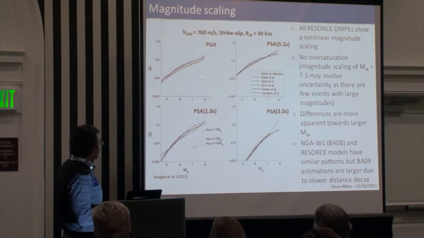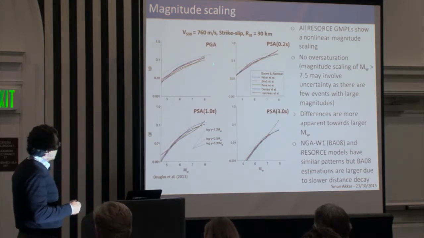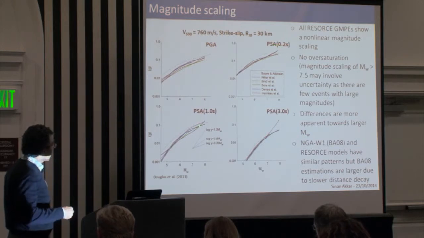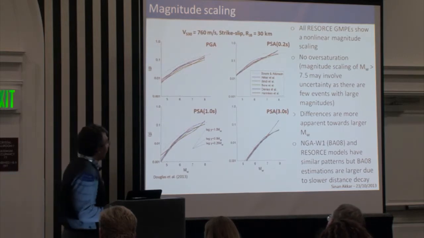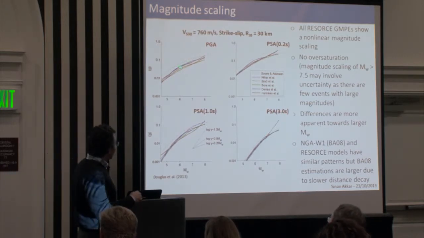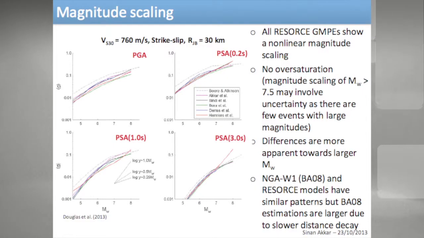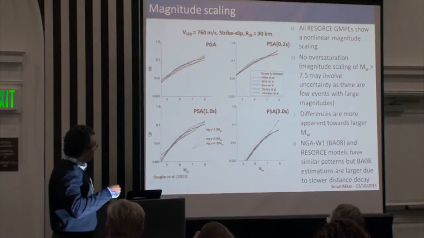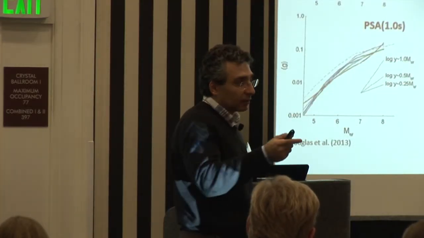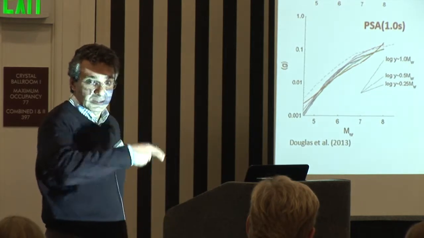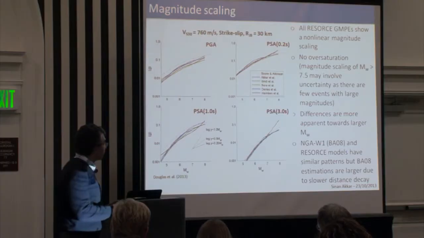Well, this is the magnitude scaling comparison again for peak ground acceleration, spectral acceleration at 0.2 seconds, spectral acceleration at 1 second, and spectral acceleration at 3 seconds. And again, we're comparing our estimations with Boore-Atkinson 2008. Essentially, all the models show nonlinear magnitude scaling, although Derras et al. and Hermkes et al. do not impose any functional form for magnitude scaling. The data itself shows a nonlinear magnitude scaling.